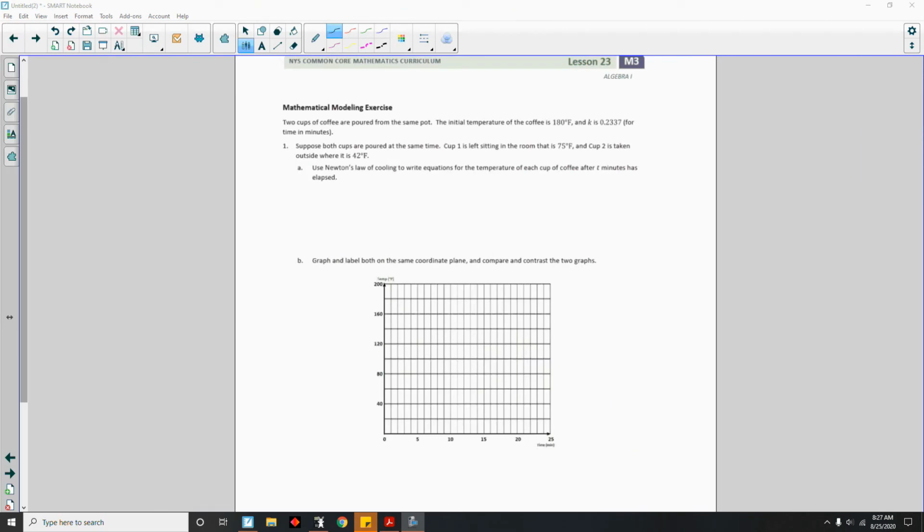Okay, page 2 brings us to the mathematical modeling exercise. Two cups of coffee are poured from the same pot. The initial temperature of the coffee is 180 degrees Fahrenheit, and K is 0.2337 for time in minutes. Suppose both cups are poured at the same time. Cup 1 is left sitting in the room that is 75 degrees Fahrenheit, and cup 2 is taken outside where it is 42 degrees Fahrenheit. Use Newton's law of cooling to write equations for the temperature of each cup of coffee after T minutes has elapsed.